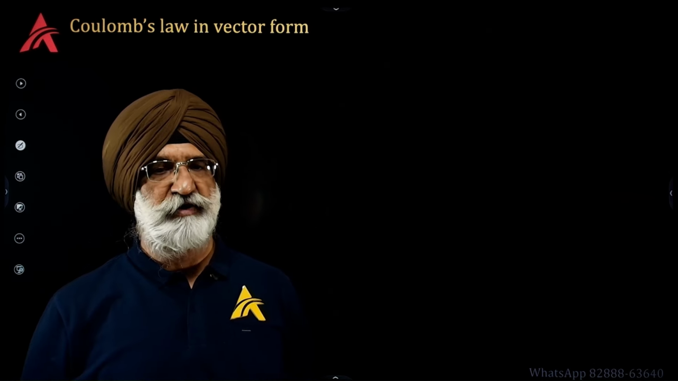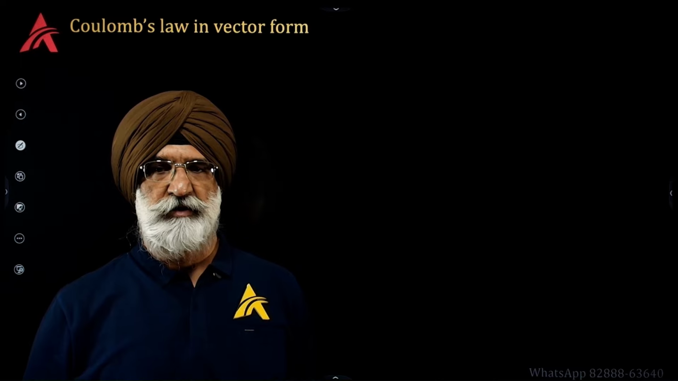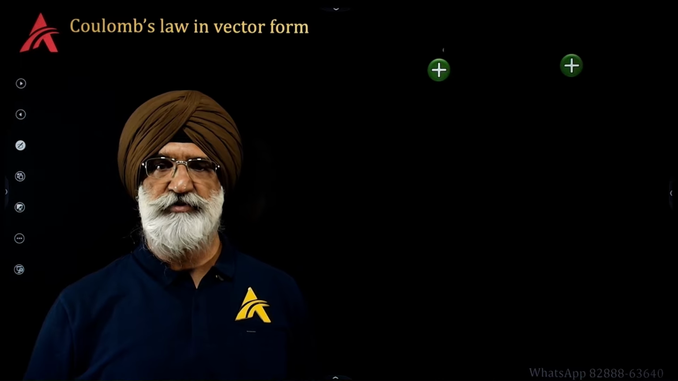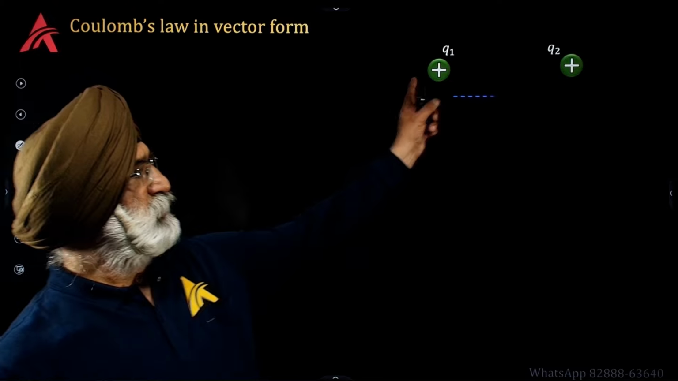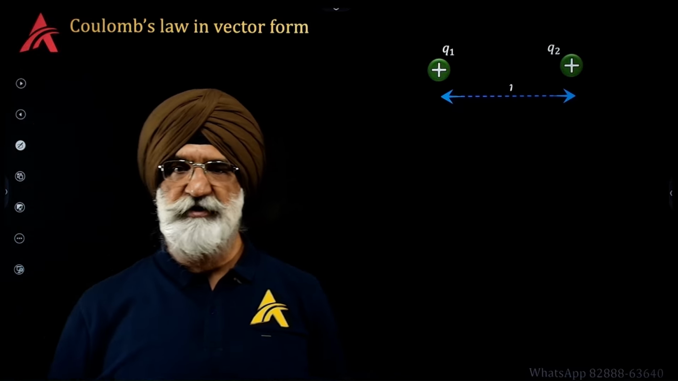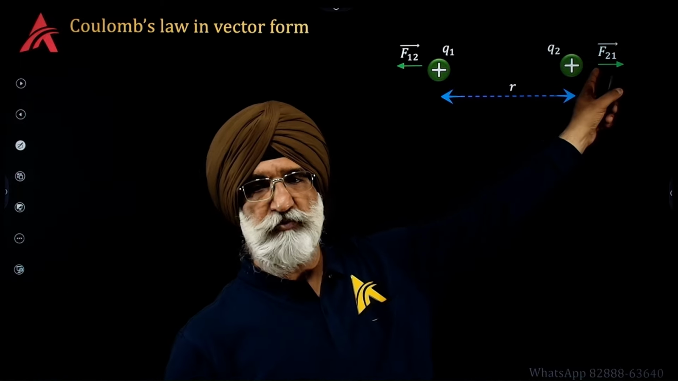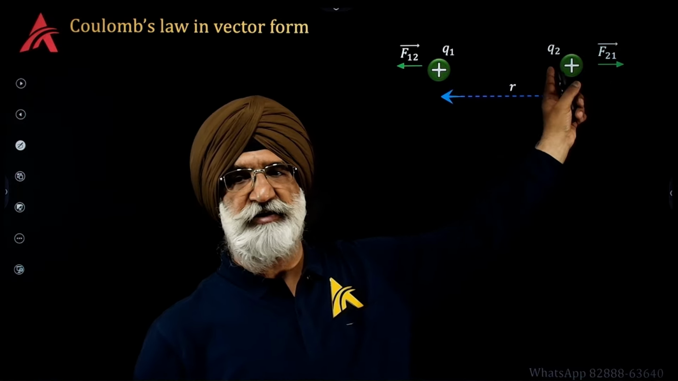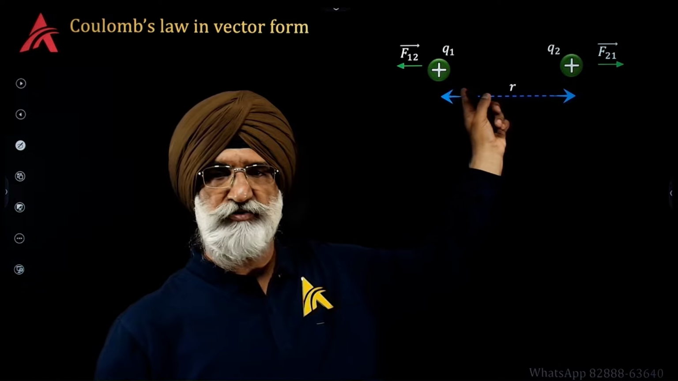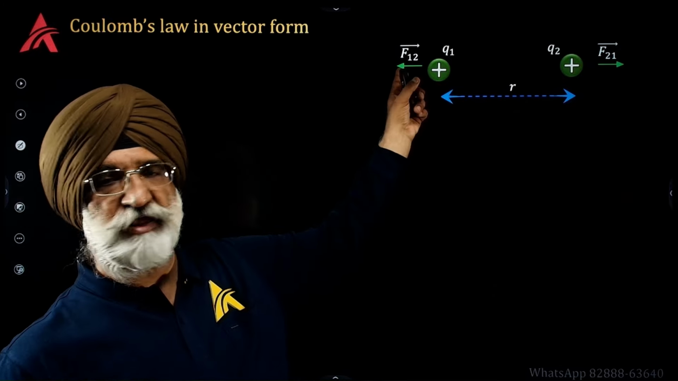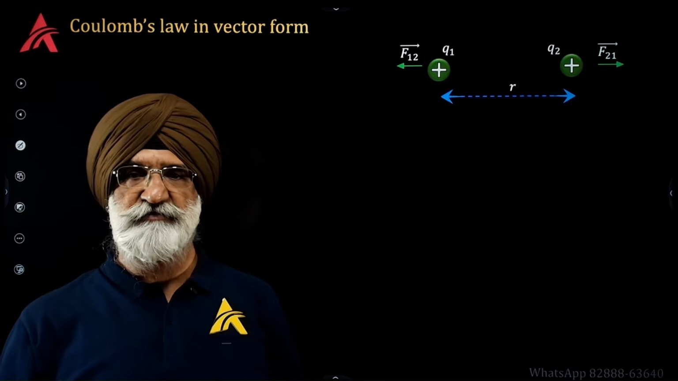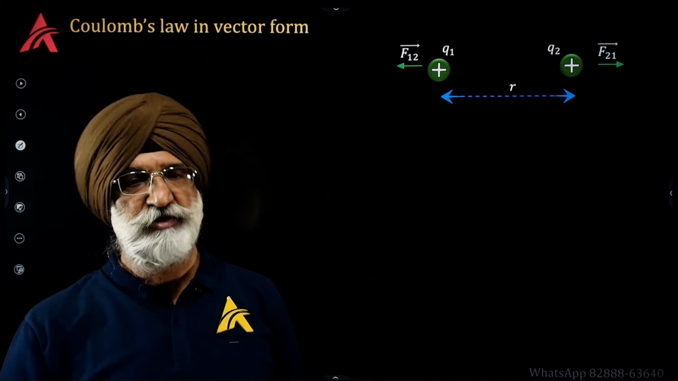Coulomb's law in vector form. Let there be two charges, Q1 and Q2, separated by a distance of r. Then F21 is an electrostatic force acting on charge Q2 due to charge Q1, and F12 is an electrostatic force acting on charge Q1 due to charge Q2.